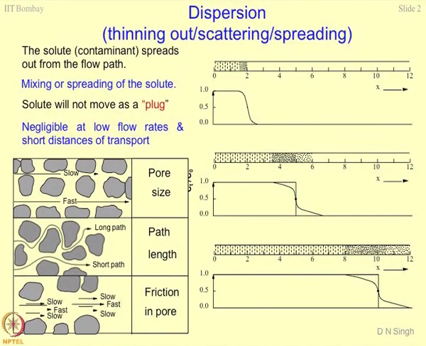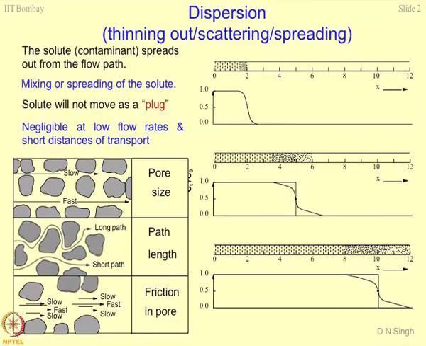The third mechanism of contaminant transport is dispersion. The dictionary meaning of the word dispersion is something which disappears or thins out, scattering or spreading. So, you can say spreading of contaminants is the dispersion phenomenon, alright.